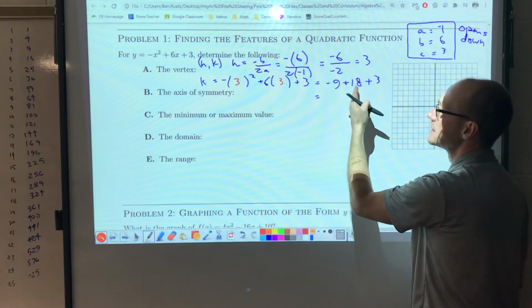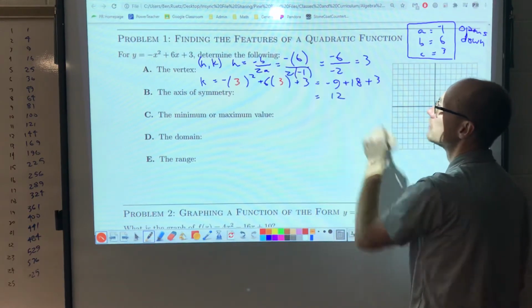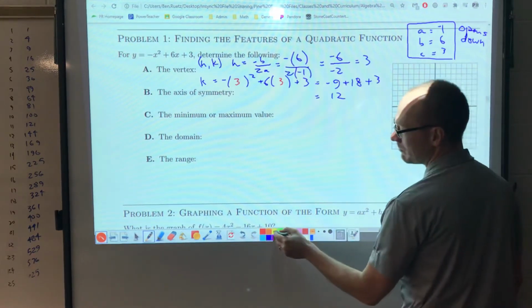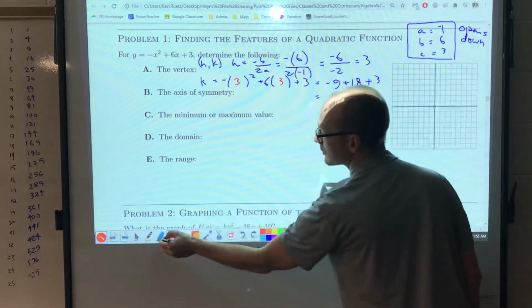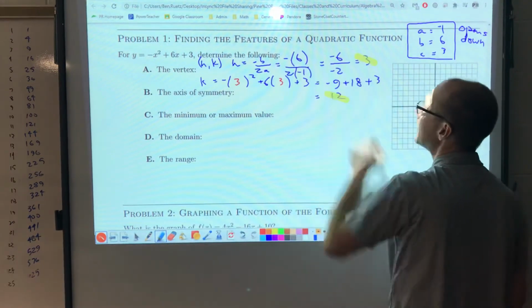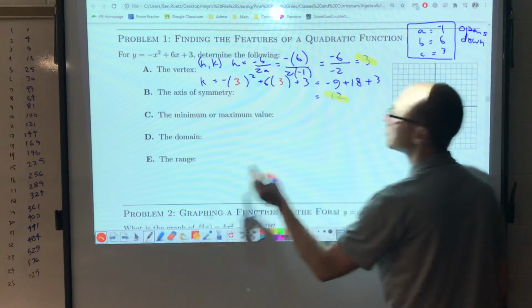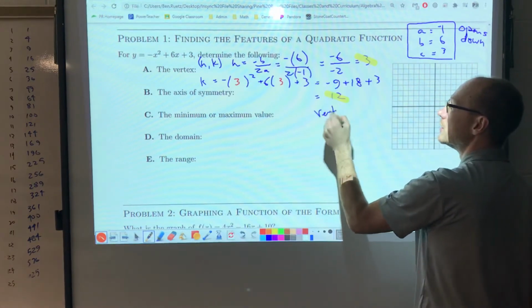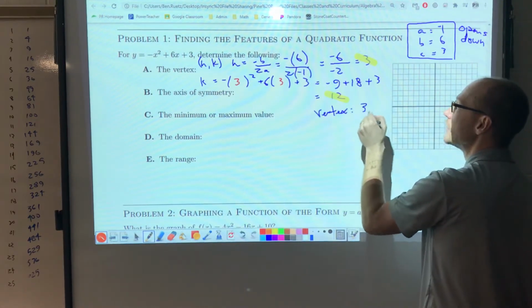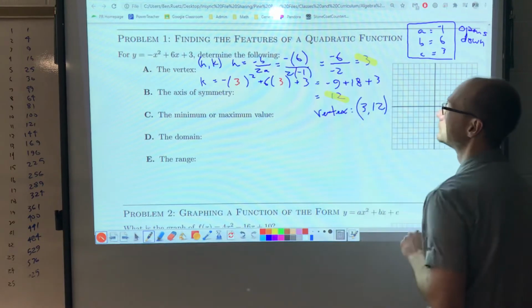-9 plus 18 is 9, plus 3 is 12. So now I have my h and my k, so I can build my vertex. Vertex is 3, 12. Great.